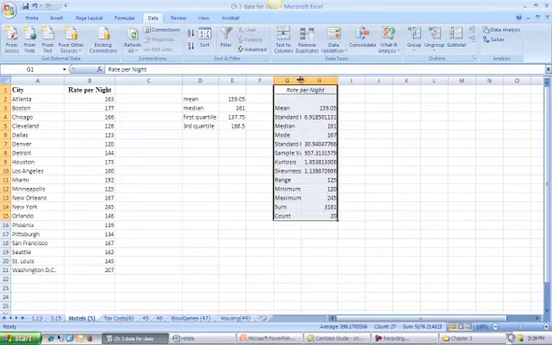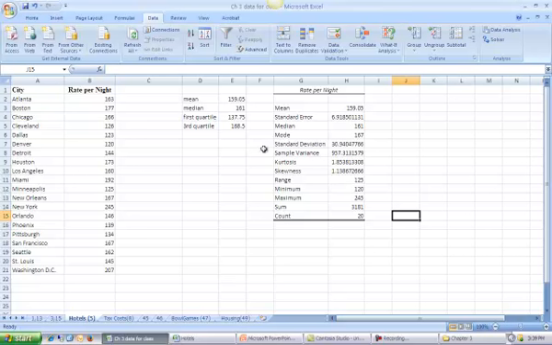And this tells me the average rate per night, the median rate per night, the mode, the standard deviation, the variance, the range, the min, the max, count, all kinds of fun and exciting stuff. However, I would still need to go and calculate my first and third quartiles. So unfortunately, it does not give you your quartiles.